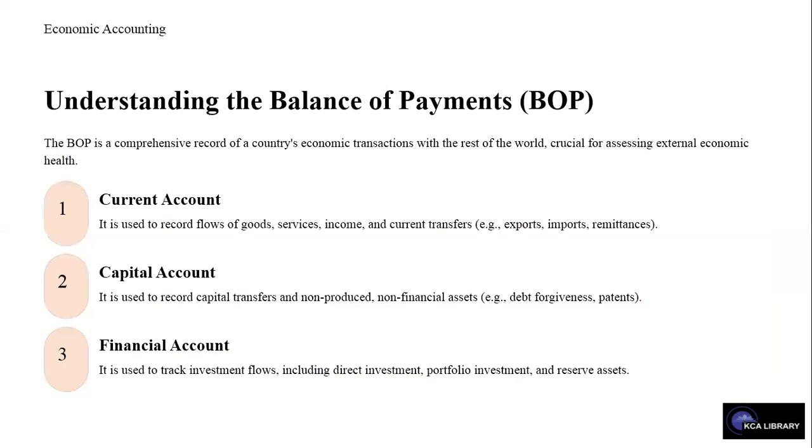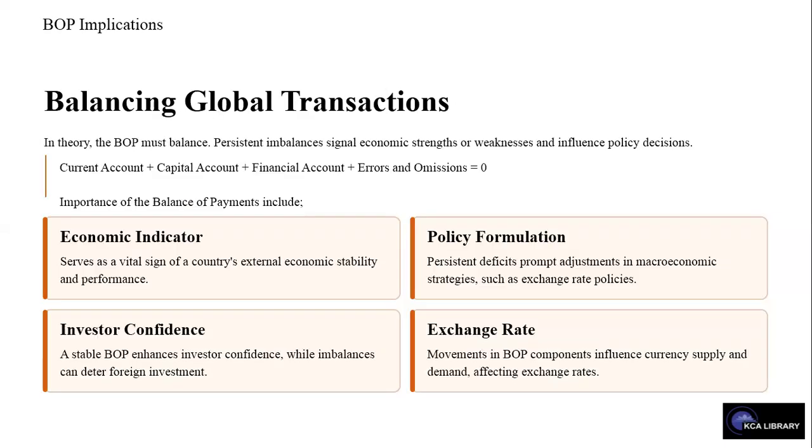In theory, the balance of payments must be balanced, and persistent imbalances signify economic strengths or weaknesses, and influence policy decisions. As such, if we talk about the balance of payments, we see that the current account plus the capital account plus the financial account plus errors and omissions is equal to 0.